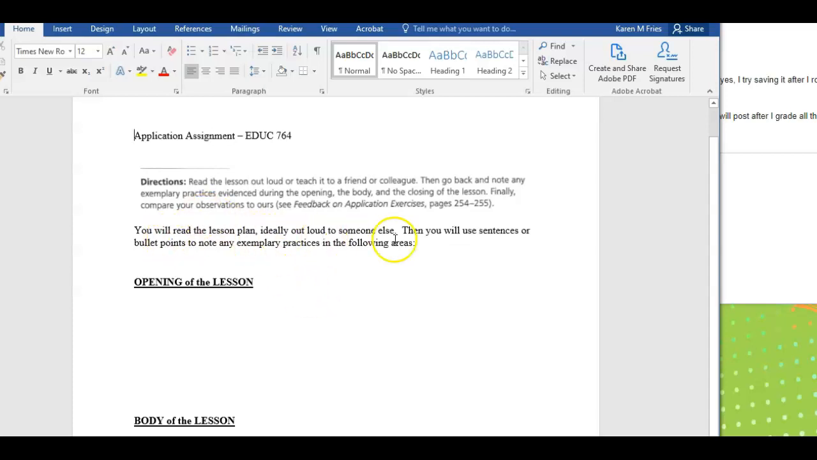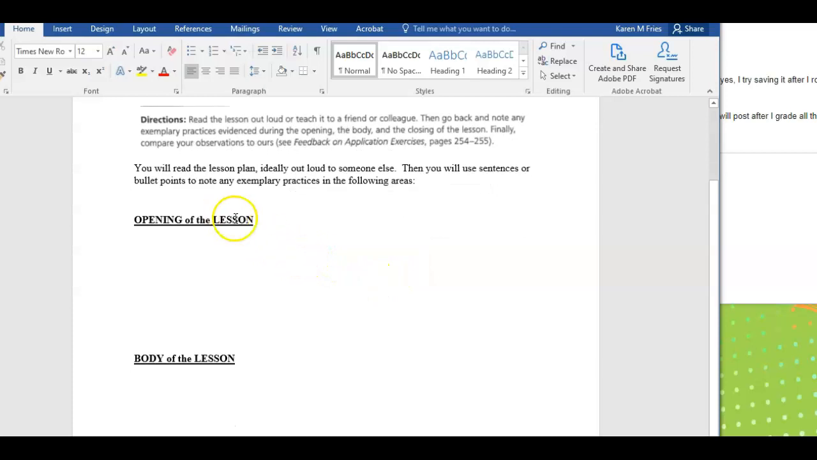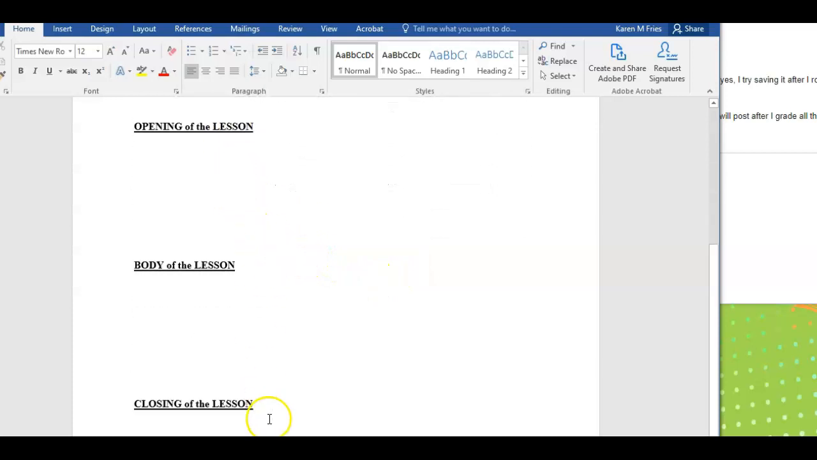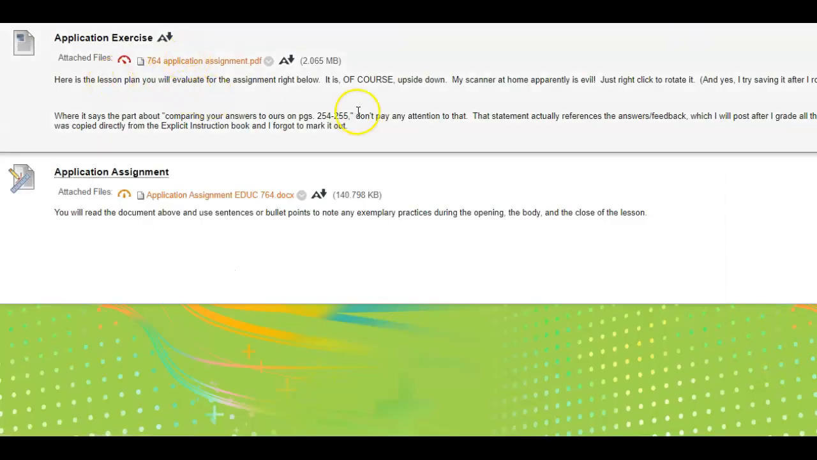Anyway, so again, read the lesson plan. You will use sentences or bullet points to note any exemplary practices in the following areas. And again, you're going to look just at the opening of the lesson, the body of the lesson, and the closing to find out what makes this lesson, what do they call it, a model lesson, right? So something that you want to replicate. All right, so that's it for now.